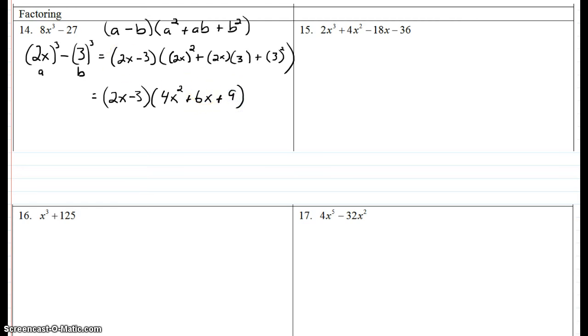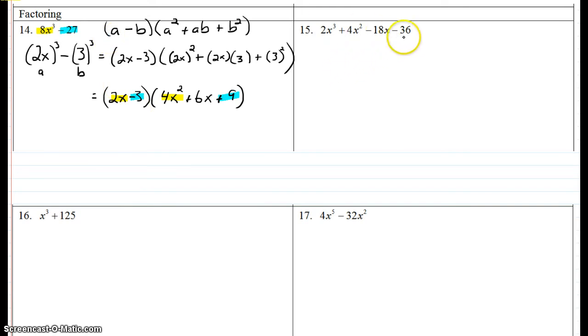So a couple things if you want to just check to see if you got it right. Take the first term, 2x multiplied by the first term, 4x squared, that should equal 8x cubed, and it does. Take the last term, negative 3 times positive 9, that should equal negative 27, and it does. So hopefully, more than likely, we factored that correctly.